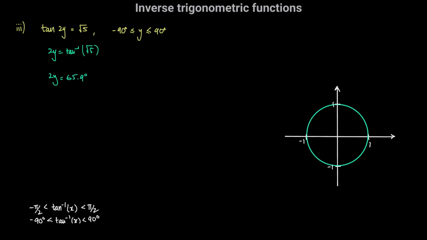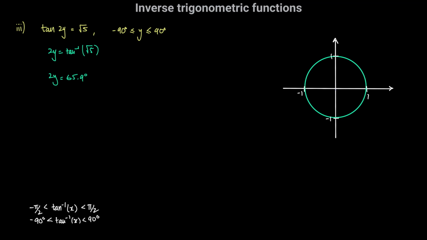Now if you look at this angle on the unit circle, the angle 65.9 degrees looks like this. We're going to start from the positive x-axis and go in the counterclockwise direction. So here we have an angle of 65.9 degrees. Let's say that this point on the unit circle has coordinates x1, y1. We know that the tan of any angle is the ratio of the y and the x coordinates. So the tan of 65.9 is y1 over x1. Now over here we want to solve for y, but we're taking the tan of 2y. So we shouldn't divide by 2 directly, because there can be multiple values of y for which the tan of 2y is equal to the square root of 5.